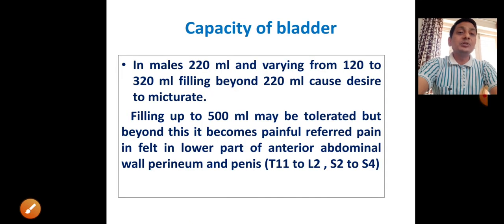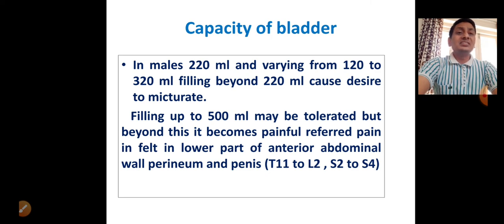Then capacity of the bladder in males is 220 ml, varying from 120 to 320 ml. Filling beyond 220 ml causes desire to micturate. Filling up to 500 ml may be tolerated, but beyond this it becomes painful. Pain is referred to the lower part of the anterior abdomen, the perineum and the penis.